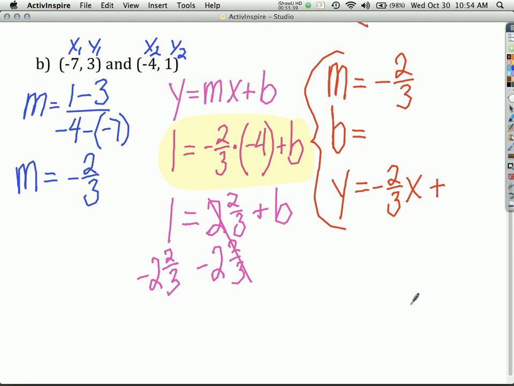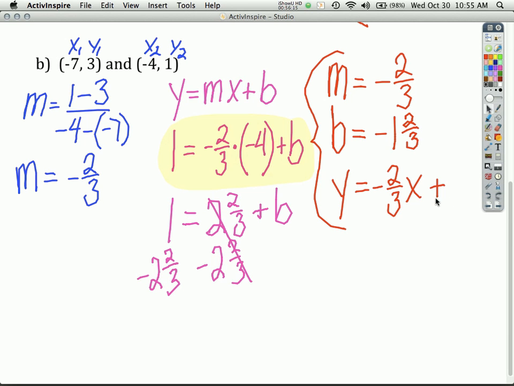Shelby? I'm sorry? You're not sure? Okay. Anise? What is it? Close. Tristan? Negative 1 and 2/3. Negative 1 and 2/3. Very good.